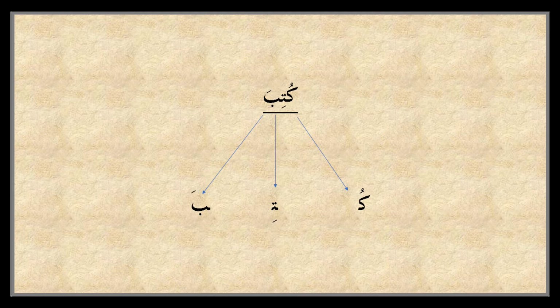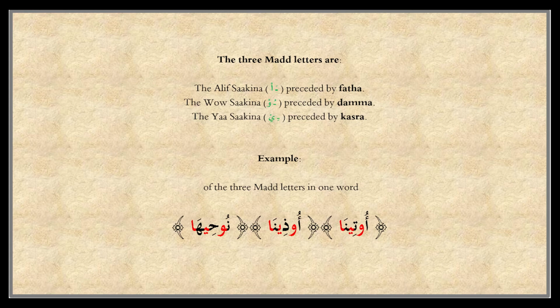So if the letter of mad is prolonged, for example, 6 harakat, meaning the time of the sound of the mad should be equal to the timing of pronouncing a word with 6 vowel letters. All the mads in the Quran are based on the 3 mad letters.